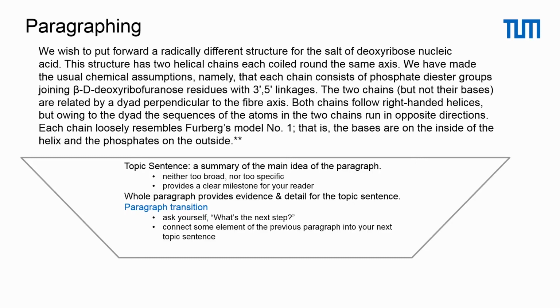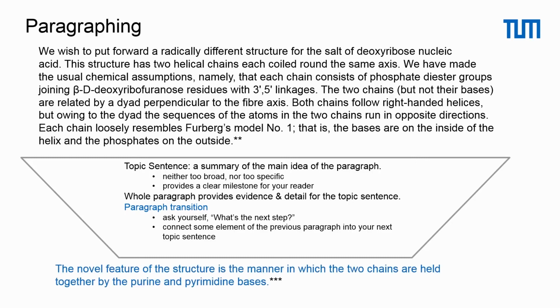So welcome back. In this case, the authors chose this sentence: "The novel feature of the structure is the manner in which the 2 chains are held together by the purine and pyrimidine bases." In this case, you can clearly see how they took something that was from the previous paragraph, right? They make reference to the structure again, and then they say, well, we want to now, having given the general structure, go into the details a little bit and talk about the novel feature, which is the essence of our paper, of our discovery in this paper.